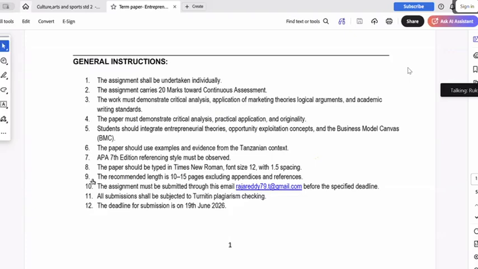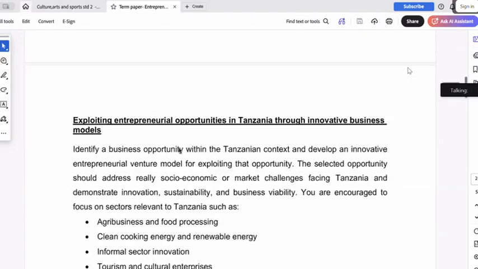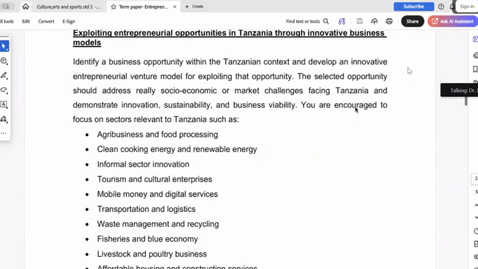Anyone? Excuse me, doctor. Yes, you're welcome. You mentioned so many sectors pertaining to the question, so I just want to know, are we attempting all the sectors that have been mentioned, or do we just pick one of them? Here, you are encouraged to focus on sectors relevant to Tanzania, so you need to select one of the sectors among these.